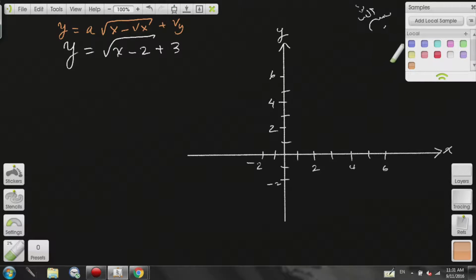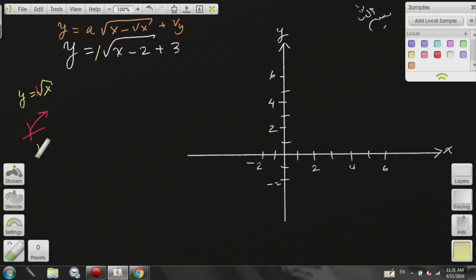Okay, that's better. Alright, now in this case, what's a? A is 1. Okay, now that's very important because y equals square root of x is the parent equation. What's the a? A was 1. When a is a positive number, the graph is going to look like this.